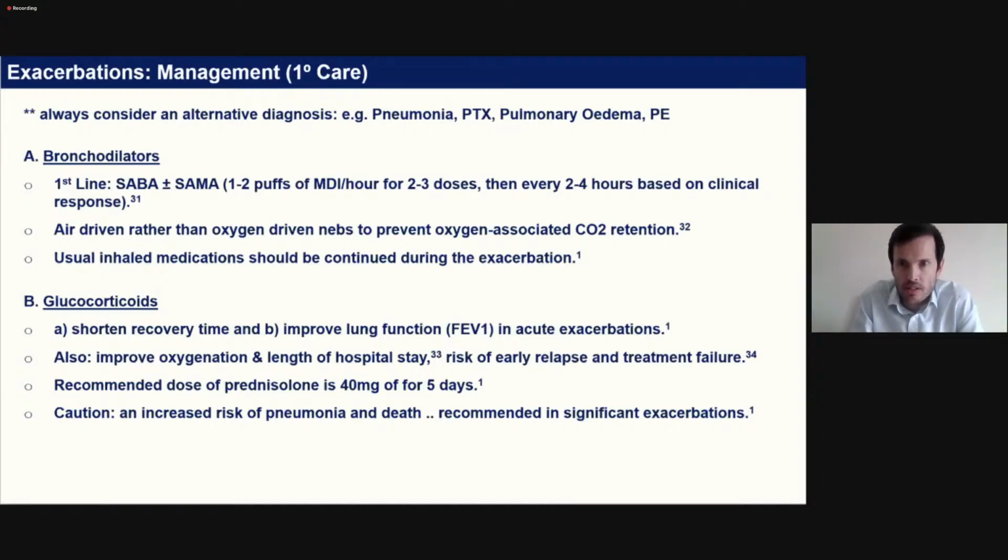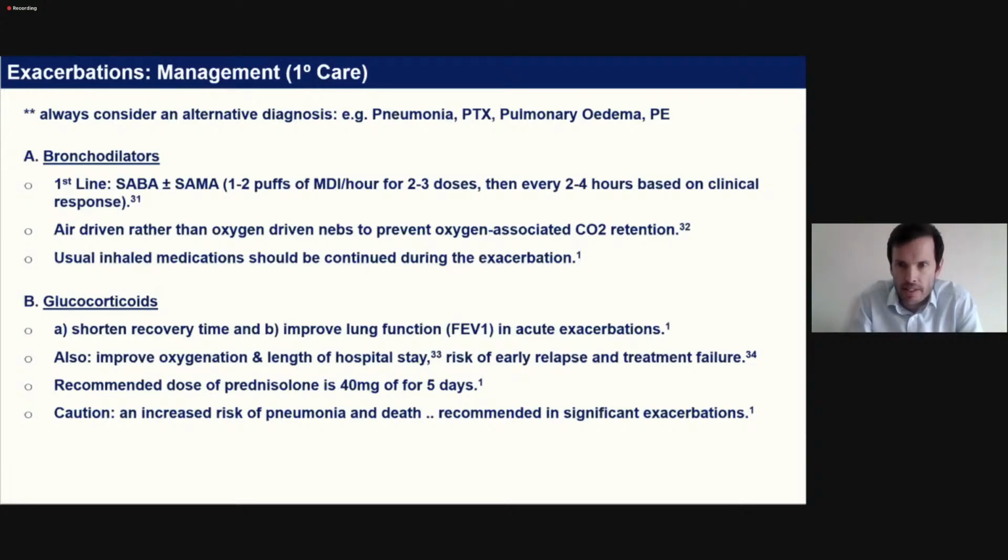Treatment of exacerbations is centered on bronchodilators, corticosteroids, and antibiotics, and there has been no major change in the guideline-based advice for these treatments in recent years. Despite a lack of randomized control trial evidence, short-acting beta-2 agonists and/or short-acting anticholinergics are recommended as first-line treatment for acute exacerbations. The recommended dose is 1 to 2 puffs of the MDI inhaler per hour for 2 to 3 doses, then every 2 to 4 hours based on clinical response.